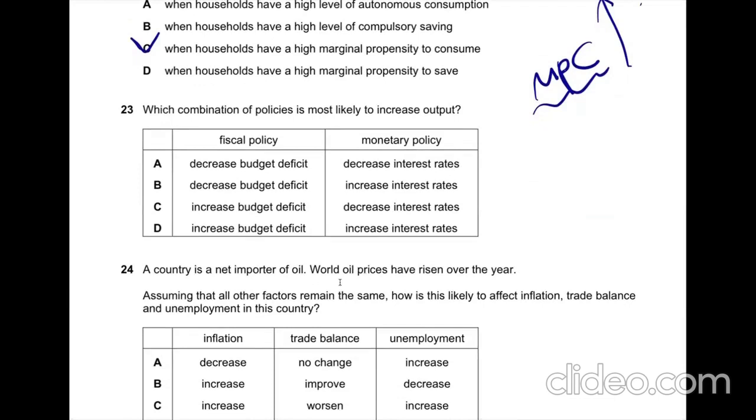Question 23. Which combination of policies is most likely to increase output? You want to increase output. When it comes to fiscal policy, you have to increase spending or decrease taxation, which is going to make the budget deficit bigger. So I can find my answer from either C or D. And when it comes to monetary policy, I have to decrease the interest rate so that more people borrow money and spend more. So C.